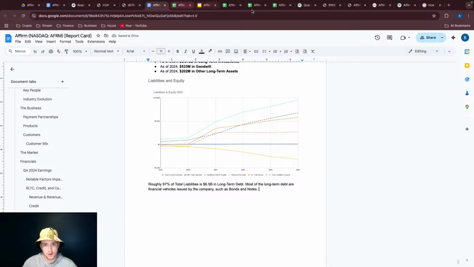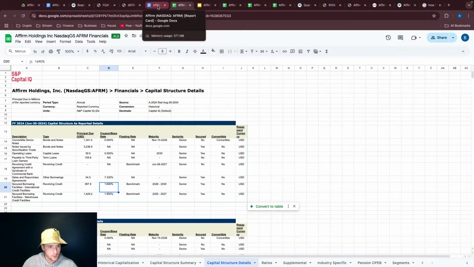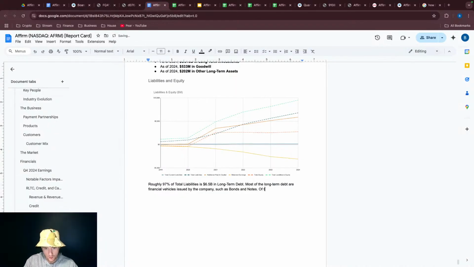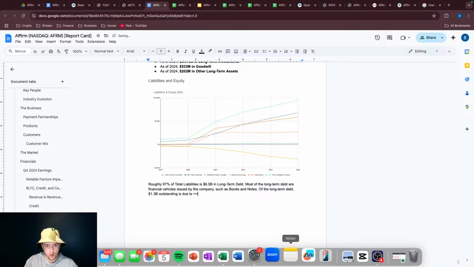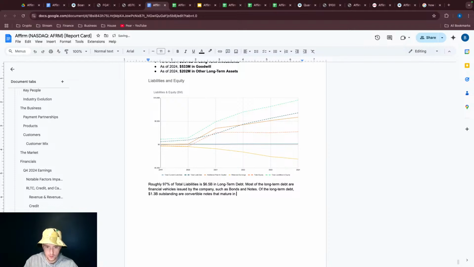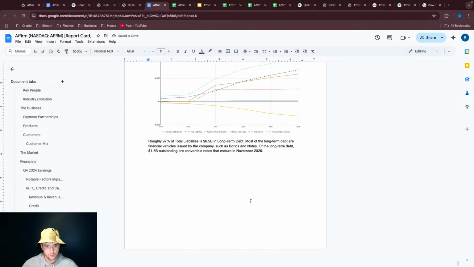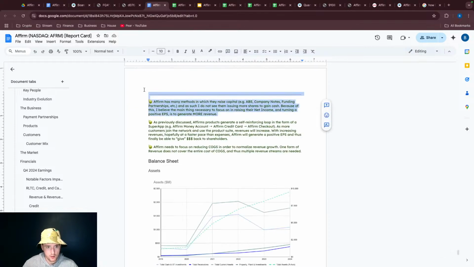What was it? Here. 1.3 billion. Of the long-term debt, 1.3 billion outstanding is due are convertible notes that mature in November 2026. Okay, we're gonna put a note here.